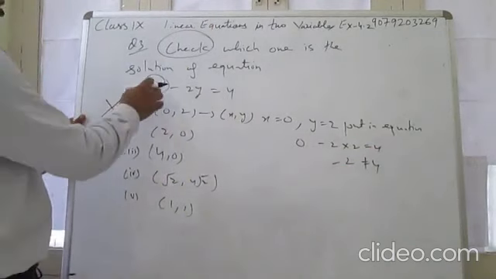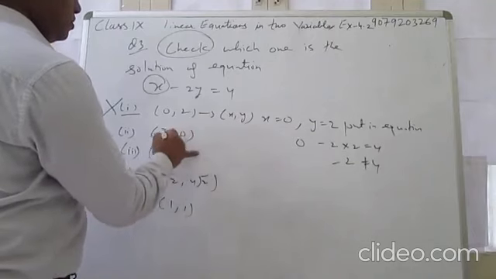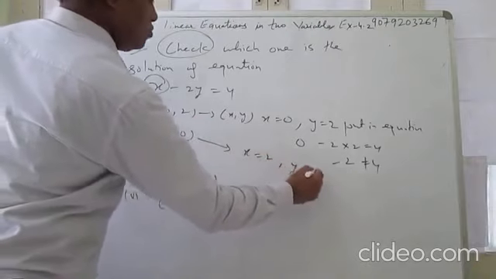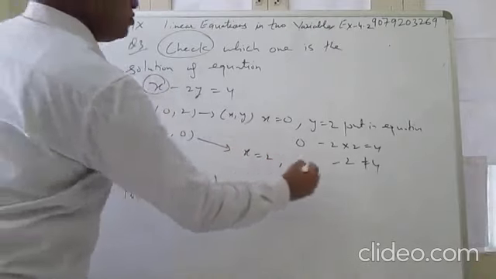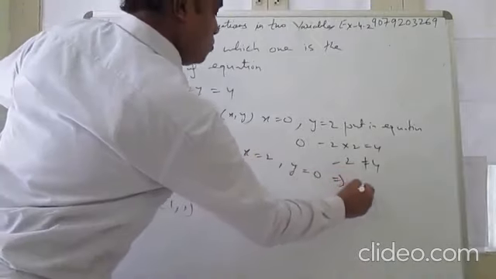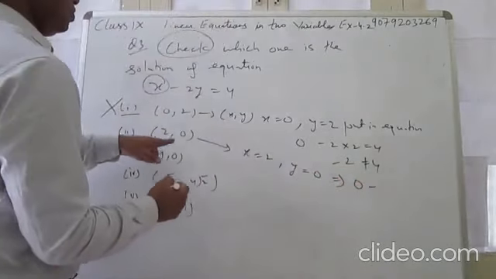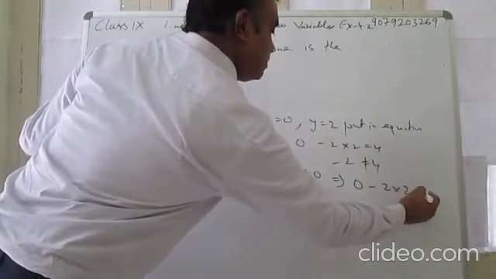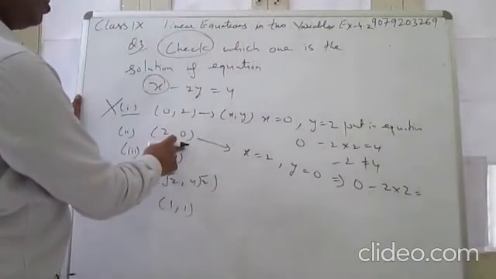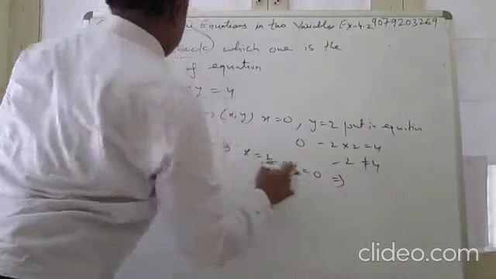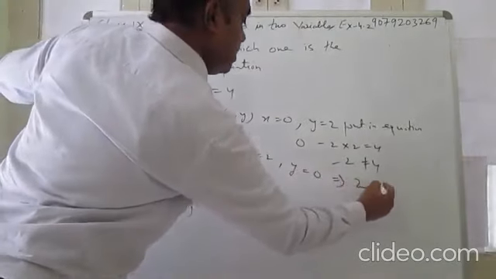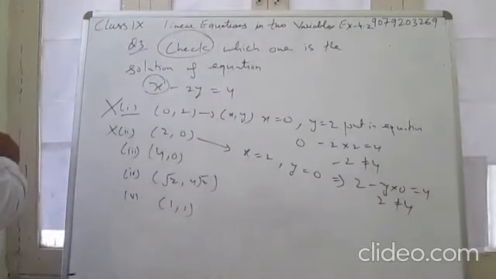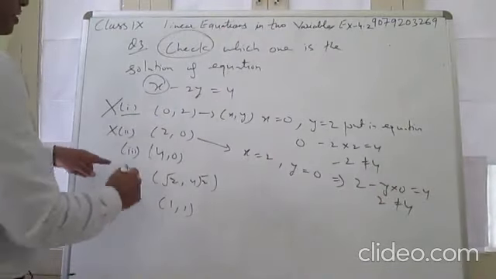This is cross. Now you can check this one. Here x is equal to 2, y is equal to 0. Put it here. Instead of x you write 2, minus 2 into 0. So 2 is not equal to 4. This does not belong to the equation. Okay. Now take this one.